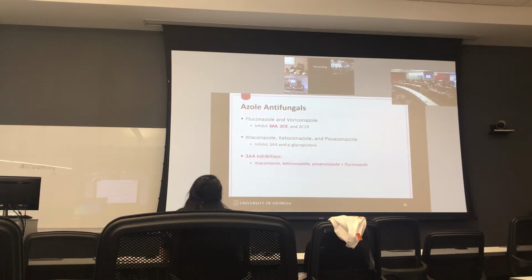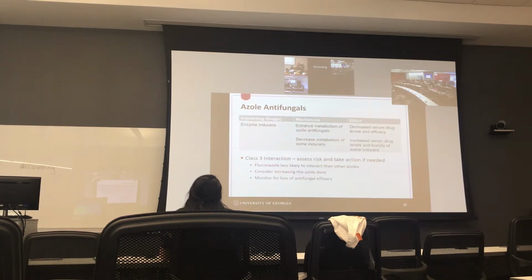So enzyme inducers will enhance the metabolism of azoles, which will decrease the serum drug levels and decrease their efficacy. But when we're using enzyme inducers, many of these are also substrates of the same enzymes, so the azoles will decrease the metabolism of those inducers through inhibition. So we'll have increased serum drug levels and toxicity from the inducers, but we'll have decreased serum drug levels and loss of efficacy with the azoles.